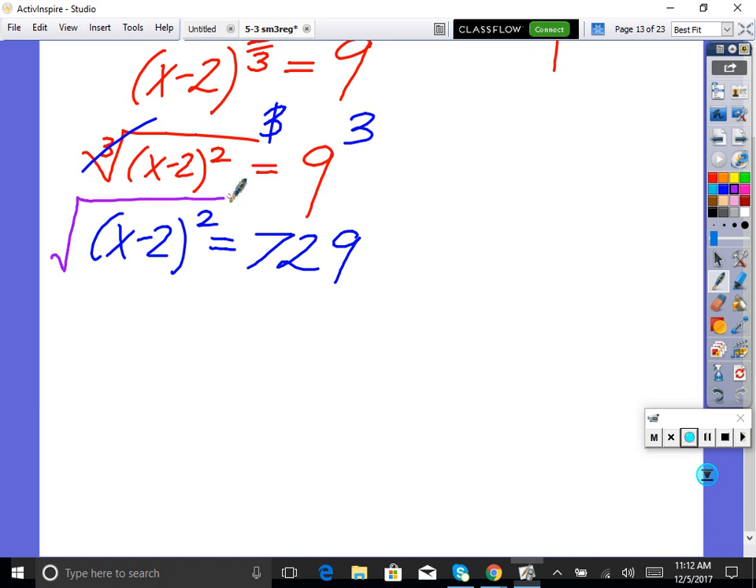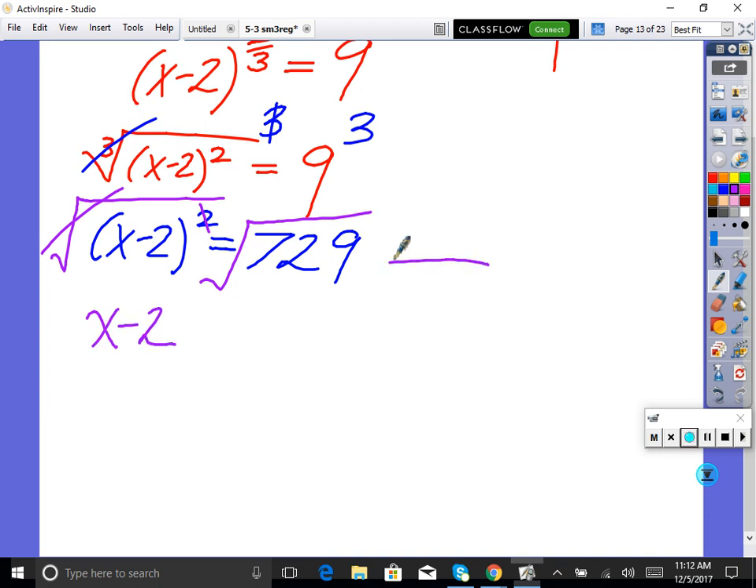Square root. Now guess what? In the process of solving, this is the first time that we have had to take an even root, right? We've squared both sides. We have not taken a square root yet. So now think about it. Root cancels out with power. So we have x - 2.